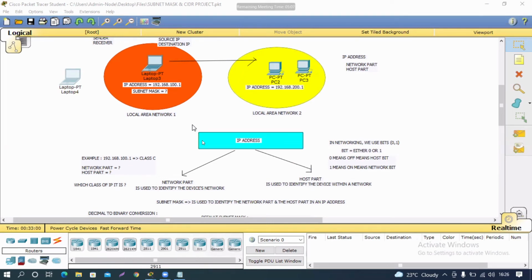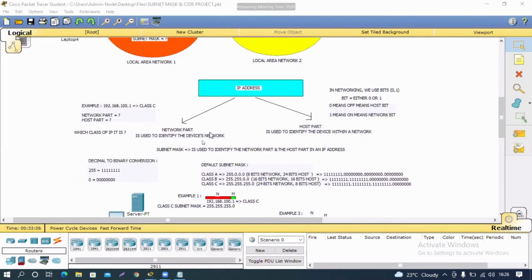Then how will we find that the subnet mask is 1? See, the thing is, you are not using this formula in the IP address. You are using this formula in the subnet mask. Subnet mask is different and IP address is different.